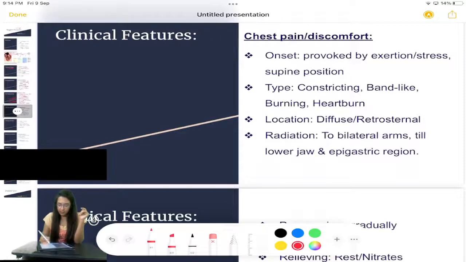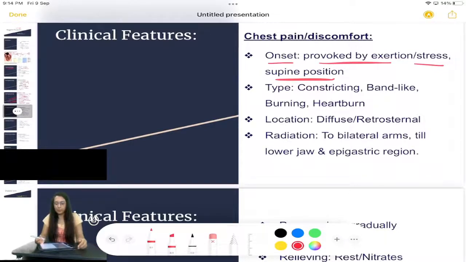First of all, there is onset. Onset is mostly provoked by exertion or stress or supine position. Okay, supine position, because when the patient is supine, there is increased blood to the heart from the lower part of the body, and it leads to congestion. So sometimes patients develop chest pain or discomfort in the supine position.